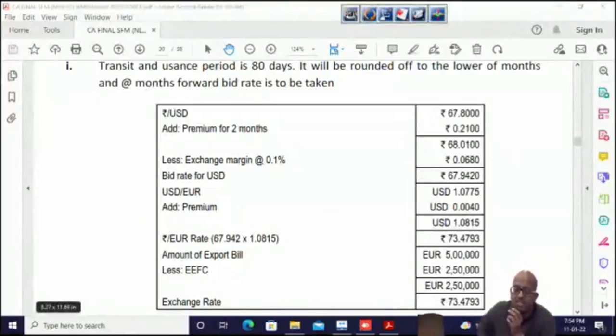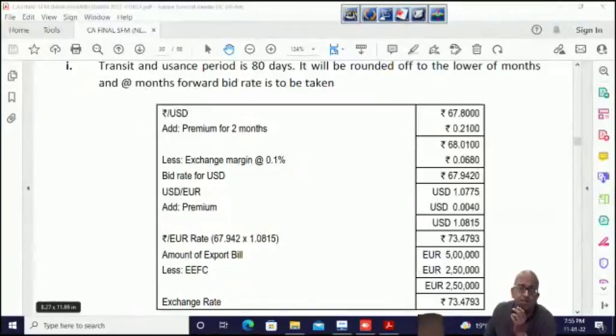So they have done 68.01 less 0.1% margin and 1.0775 USD euro, and then add premium 0.0040. So nobody can say, sir, in 21 they did 0.21, but regarding 40 they did 0.4. No, they did 0.0040 because 21 was paise, so it was divided by 100 rupees. The other rate was in 4 decimal places, so it was divided by 10,000. You have to be smart. I think that's the most important thing in this question.